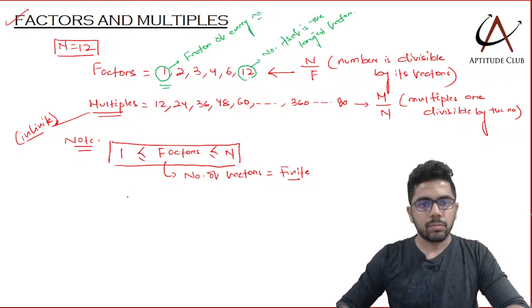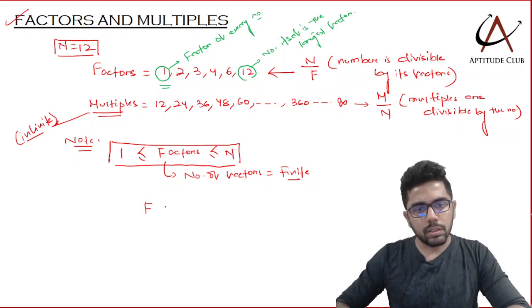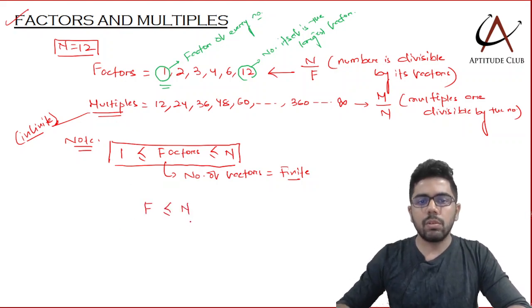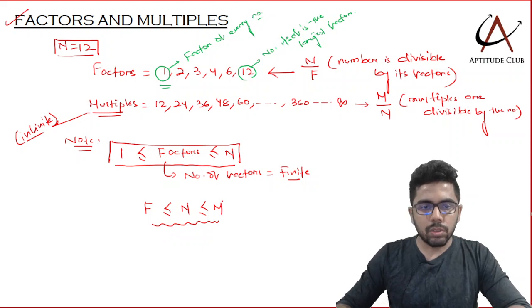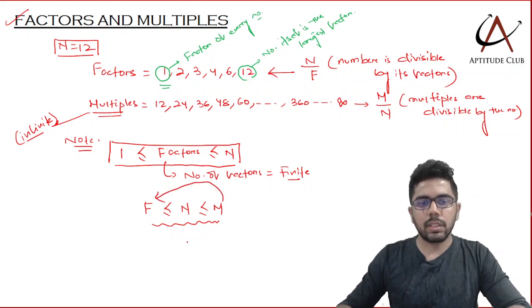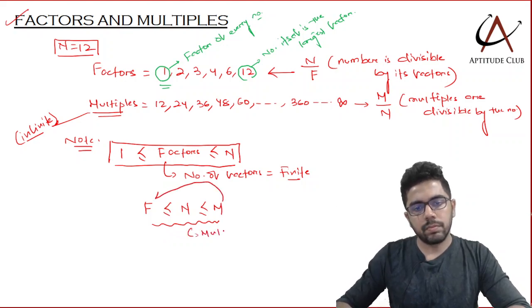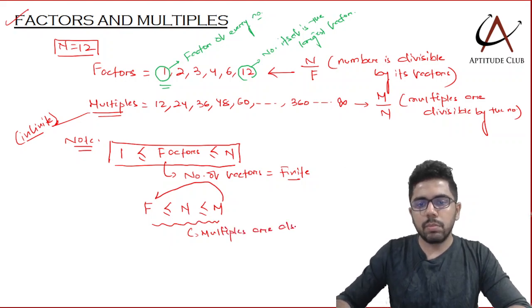Okay, and I can also write that factors of any number are less than or equal to the number, and the number is less than or equal to its multiple. So I can also conclude that multiples are divisible by the factors. Multiples are also divisible by the factors.